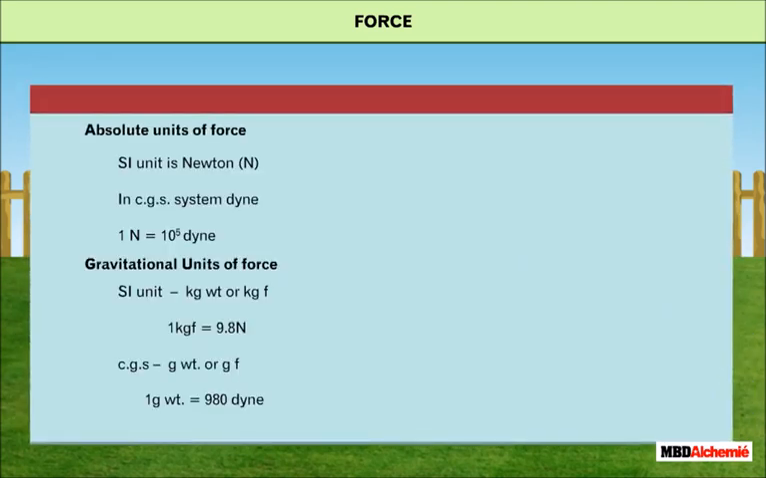Absolute units of force. SI unit is Newton, N. In CGS system, dyne. 1 Newton is equal to 10 raised to the power 5 dyne. Gravitational units of force. SI unit, kilogram weight or kilogram force, kgWt or kgf. 1 kgf is equal to 9.8 N. CGS, gram weight force, GWt or GF. 1 GWt is equal to 980 dyne.